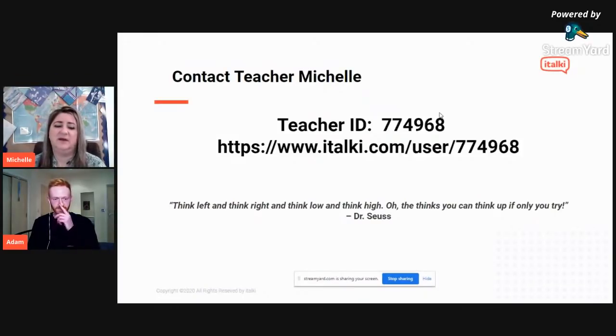And just keep in mind a great quote from Dr. Seuss: think left and think right, and think low and think high. Oh, the thinks you can think up if you only try. So again, be creative in your classes, try stuff, and just ask for feedback. That way you'll know if those are really important or correct activities for your students. So don't be afraid, all right?